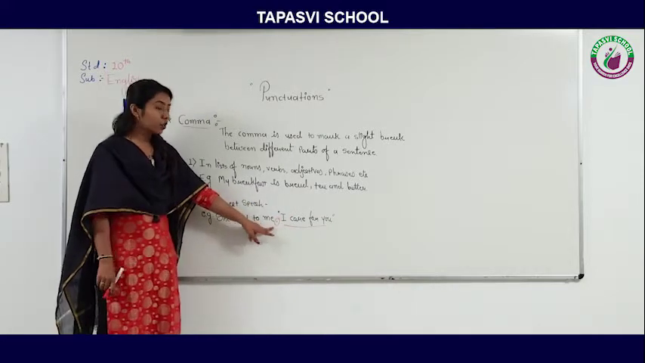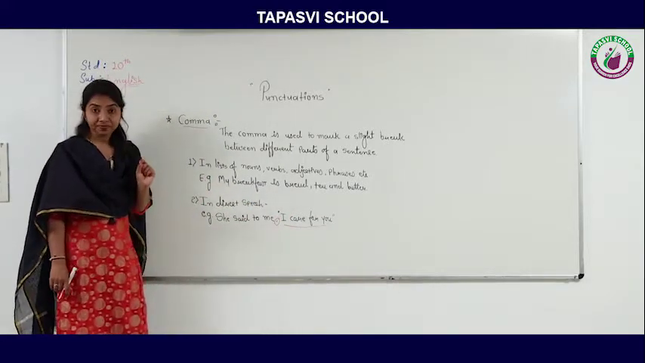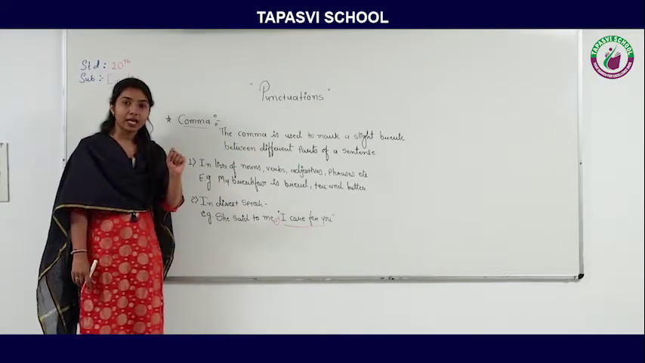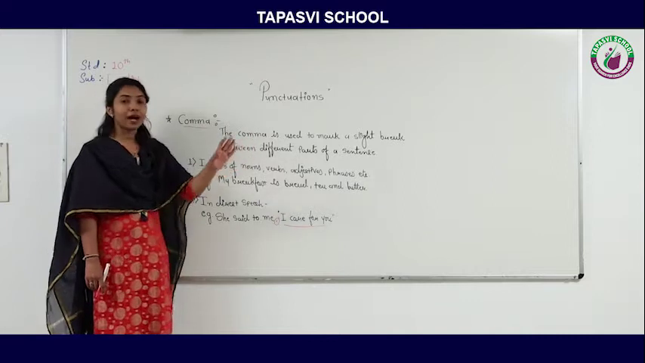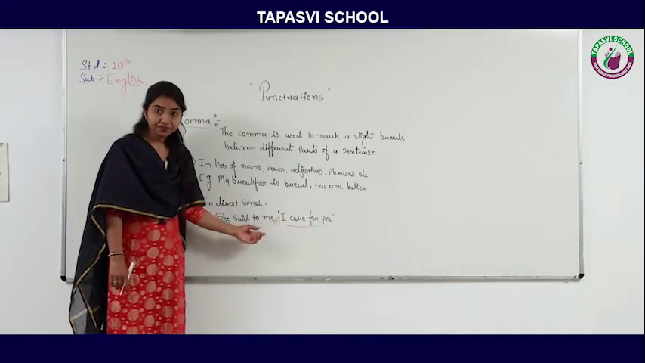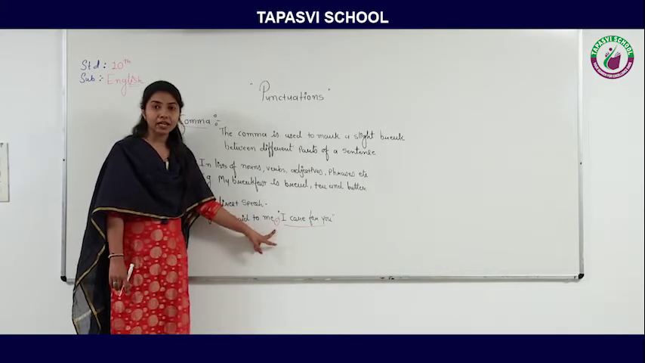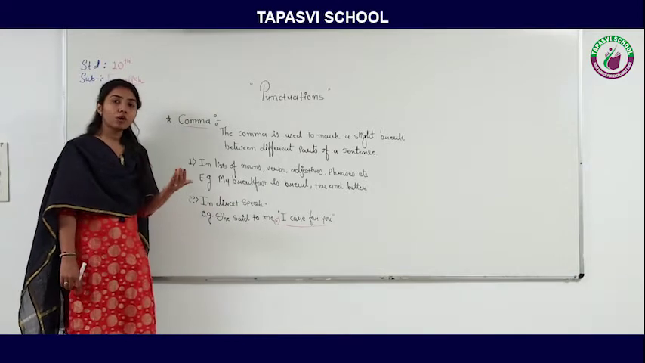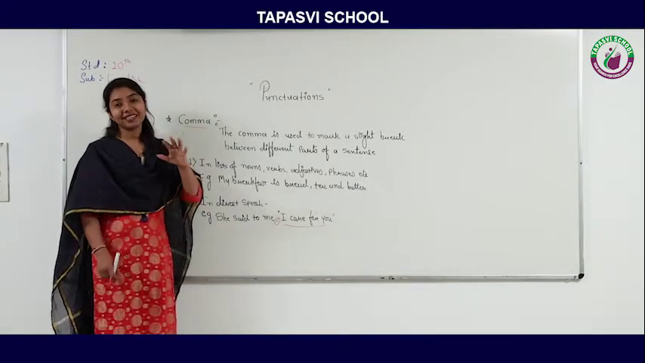So here I have to take a slight pause. Let's remember the comma is used to mark a slight break in between different parts of sentences. Here we can say that these are two parts and I want to make a slight pause. That's why I have used a comma here. Now let's go for the usage of 3, 4, 5 and 6.